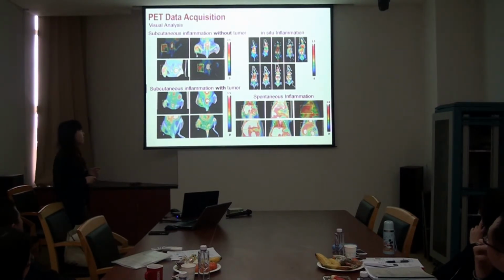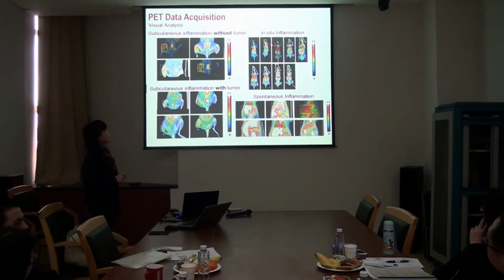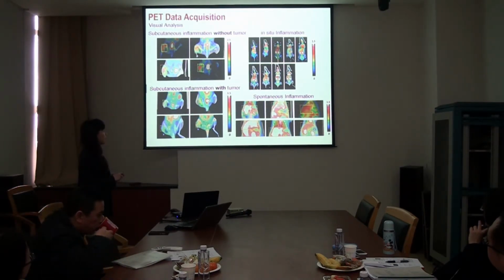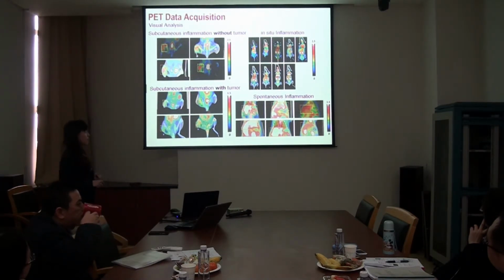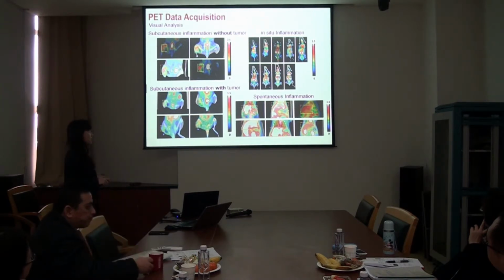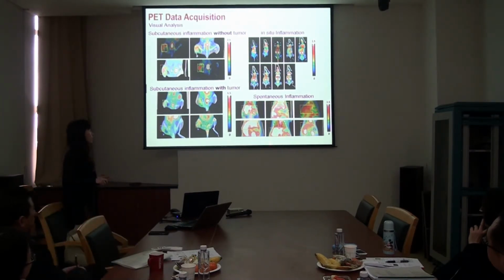And we found an interesting phenomenon: if tumor exists with inflammation, the uptake of inflammation is a little bit lower than the situation where inflammation exists alone. For in situ inflammation, we can see that a high level of uptake can be found inside the lung. And for spontaneous inflammation, an extraordinarily high level of uptake can be observed inside the liver, and it's much higher than the normal situation.